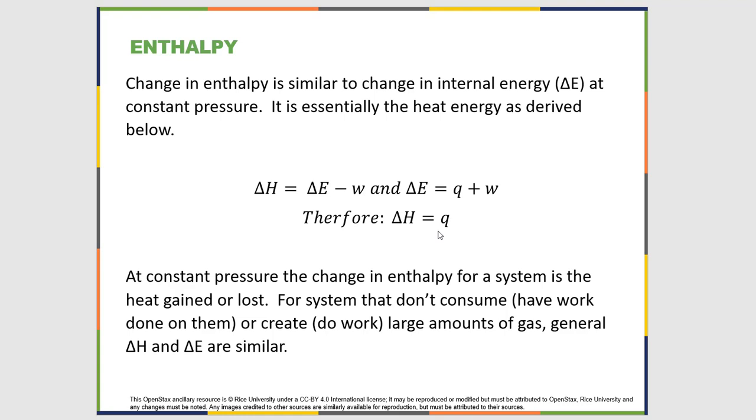Now, for reactions that don't do a lot of work, basically which are reactions that don't generate or use up a large amount of gas, delta E and delta H tend to be similar values. But for reactions that do a lot of work by creating gas, or have work done on them by consuming gas, delta E and delta H will be different. So essentially, delta H is Q at constant pressure. And a lot of times we perform reactions at constant pressure, and that constant pressure is atmospheric pressure, which just makes it more convenient to monitor the heat energy.